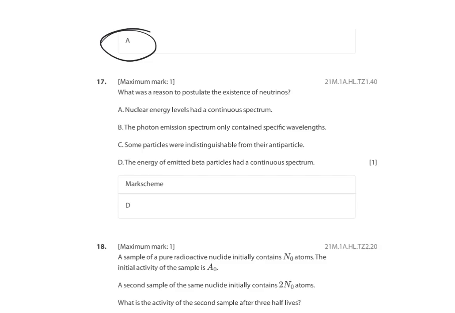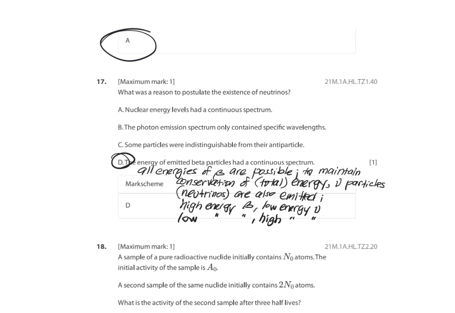Was the existence of neutrinos. So this is literally the flip of the same question. It's like, why is there the existence of neutrinos? Because the energy of emitted beta particles has a continuous spectrum. So the answer is D, but it doesn't really explain the connection or why it's true. So I'll just go over that again a second time.